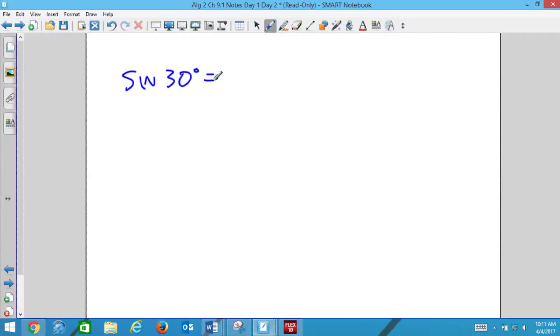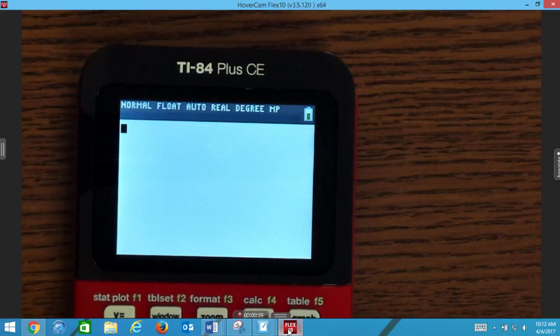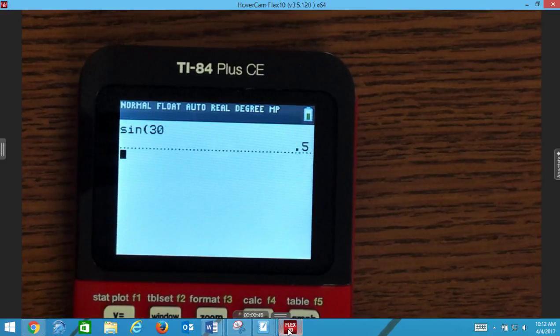Sine of 30. The one that I said, I don't know how many times I say this. All right, so we know the sine of 30 has to be a half. So on your calculator, if you type in the sine button and then 30, if your calculator is in the correct mode, it's going to say 0.5.